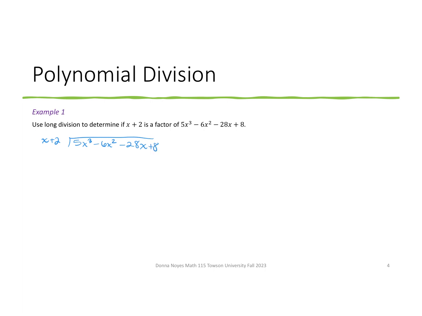Just like with whole number long division, we have to figure out what x plus 2 can be multiplied by to give us 5x cubed. So we're looking at the first terms of each expression. The easiest way is to say what is 5x cubed divided by x? And that would be 5x squared. We write the 5x squared at the top, and we figure out what it is when we actually multiply it out, which would be 5x squared times x plus 2, which would give us 5x cubed plus 10x squared.